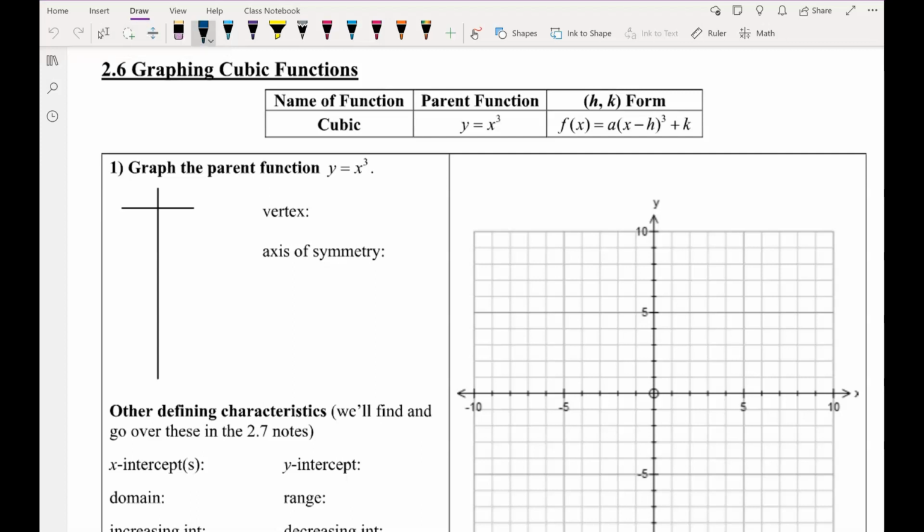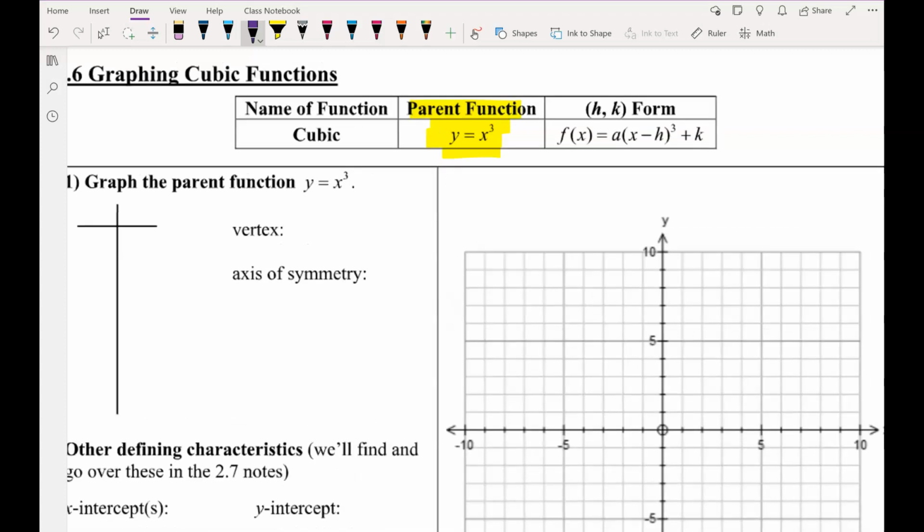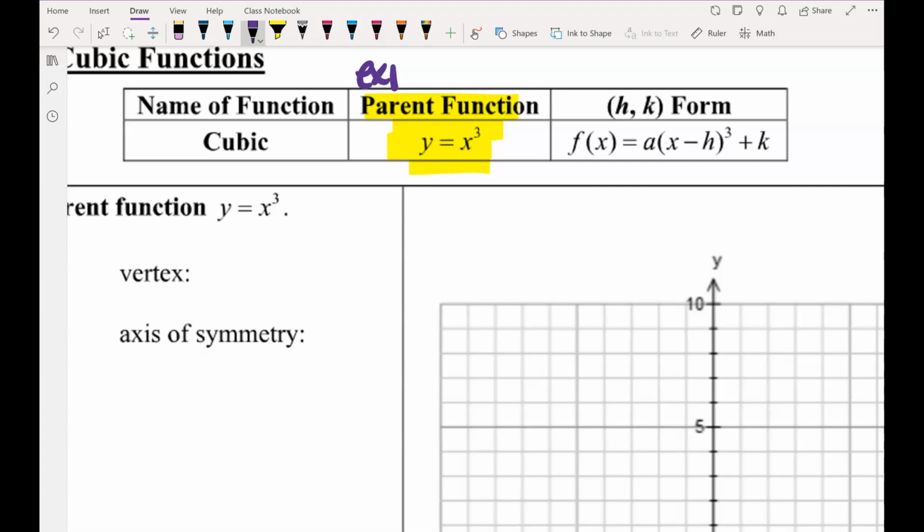Okay, so the name is cubic, and the parent equation, students, is y equals x to the third. Dylan, what's the exponent of the parent function? 3, good. Sometimes you will also hear me say the degree. So the exponent or the degree is the biggest exponent of the equation. You only look at the biggest exponent. In this case, we only have one term, x to the third, so the degree or the exponent is 3.